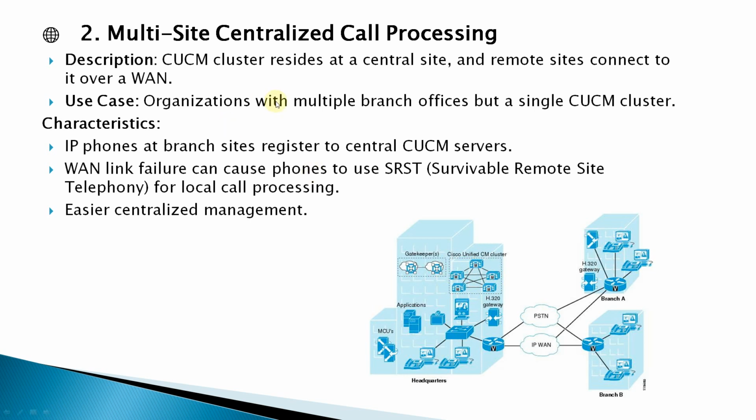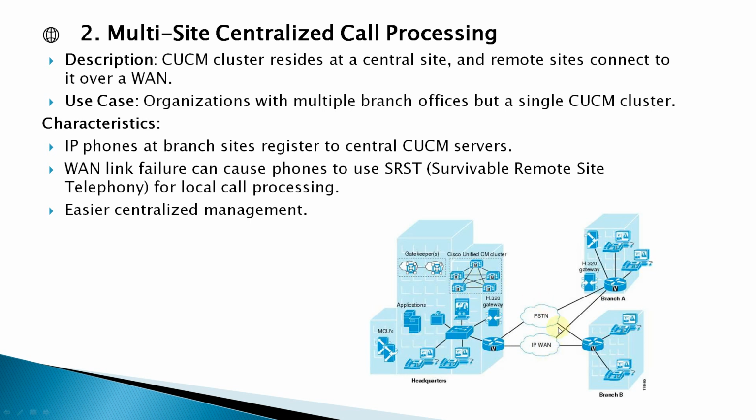So an organization with multiple branch sites or branch offices, but a single call manager, can have this type of solution. And the characteristics of this setup is like IP phones at the branch site register to the central call manager server, like branch A phones, whatever phones are there, they reach the headquarter site over the WAN connection, right? To get registered over here.